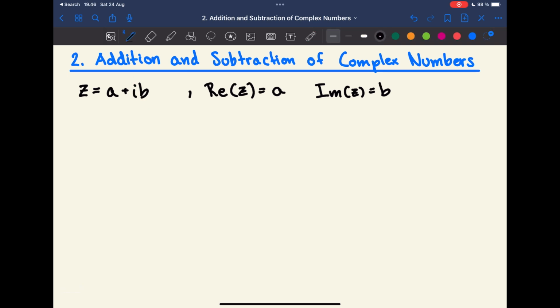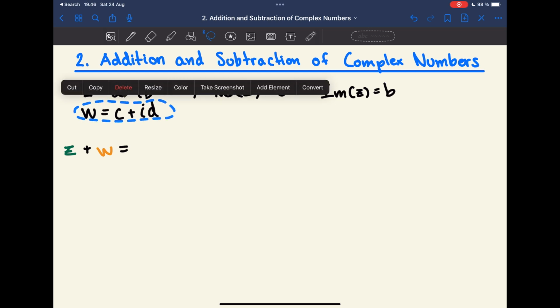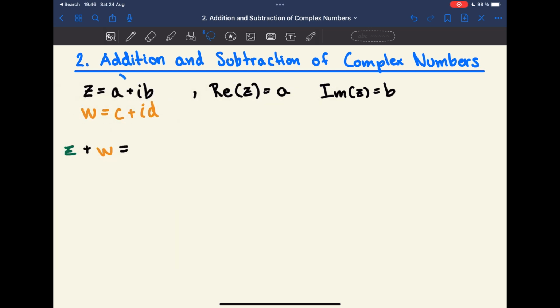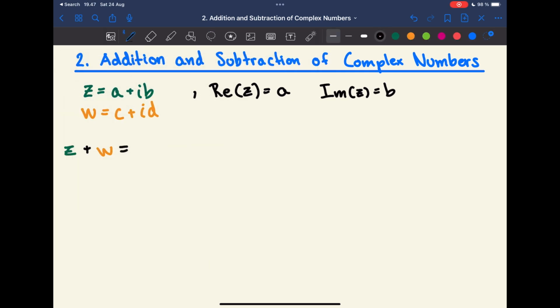All right, now let's say we don't just have one complex number. We also have another complex number, let's call it w, and that could be c plus id. So we have two complex numbers, and we would like to see what happens if we add c with w. Let's do it in different colors to make it totally clear. Now we would like to know what happens if we add two complex numbers together.